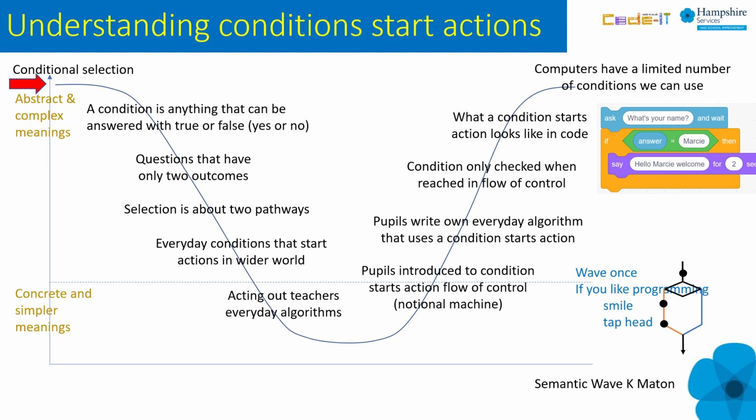What is a condition and everyday examples of conditional selection? At the bottom we have pupils acting out concrete examples. Then the curve to the right is when we repack meaning to get back to more complex understanding. Flow of control, concept in code, limited number of conditions in code. In the rest of the video we're going to unpick this even more.